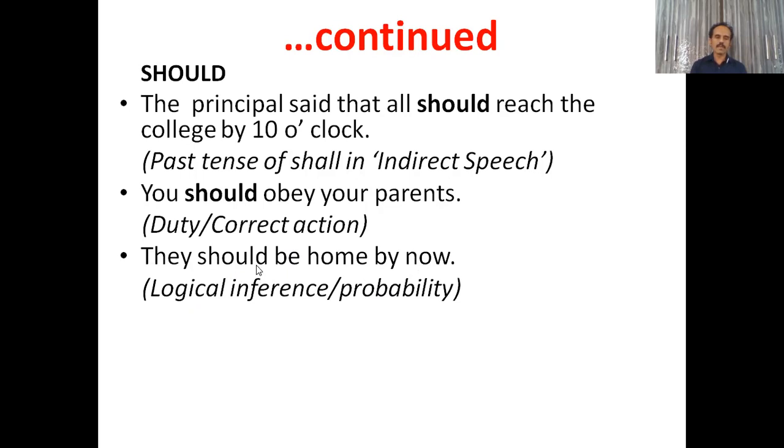If the children of particular parents reach home at 5 after their school hours, let us think this. They reach home every day at 5. But on a particular day, if they do not reach home even at 6 or 5:30, then generally this sentence is used. They should be home by now. They should have been home by now, it is already 5. They have not come yet, so in the sense of logical inference or probability, we use this one.